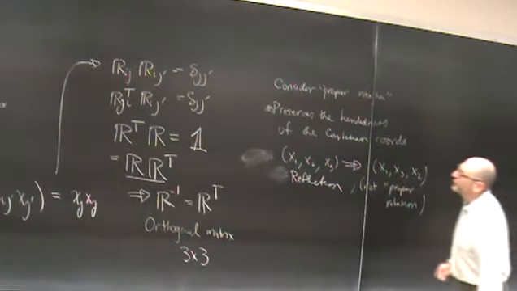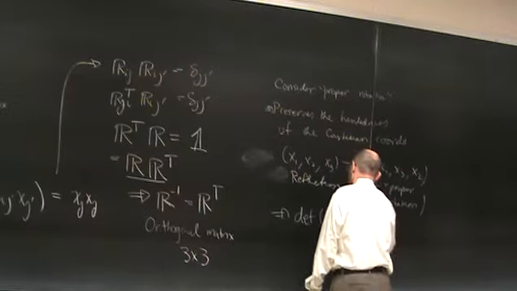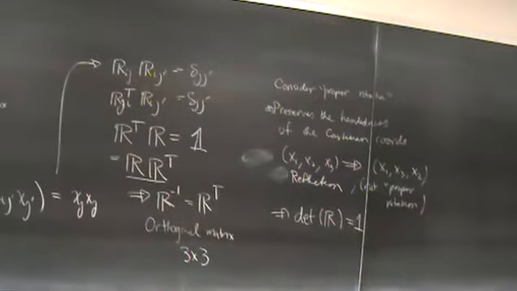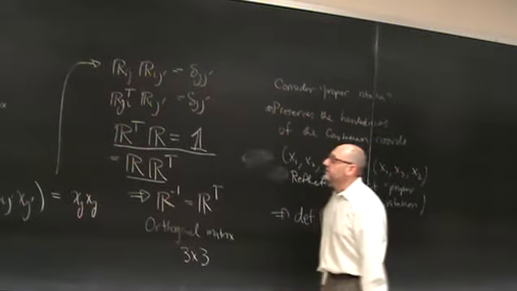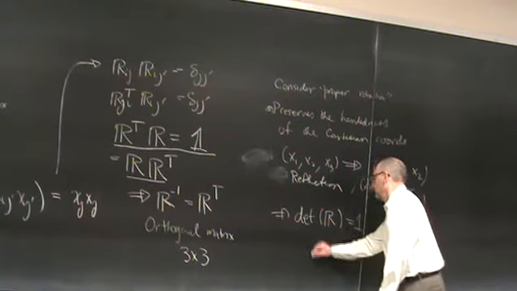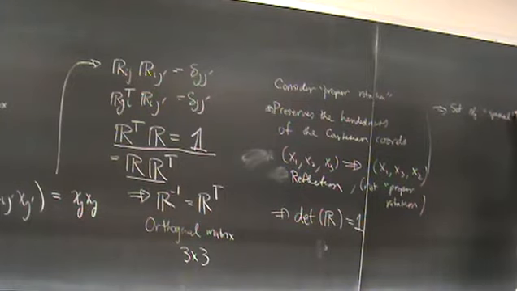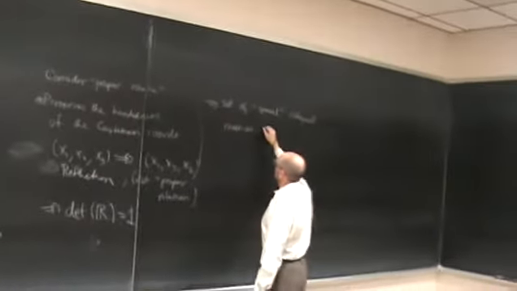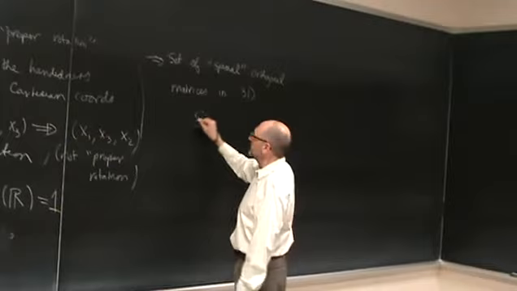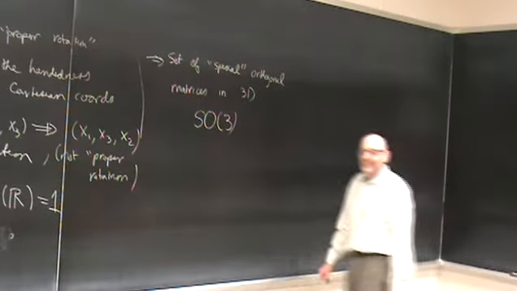If you restrict yourself to that case, what you find is that the determinant of this matrix must be 1. Okay? So proper rotations are ones that satisfy the condition that the inverse is the transpose and they have determinant 1. And that set of what we call special orthogonal matrices in 3 dimensions is SO3. Okay? So that's what the S stands for in SO3, special.